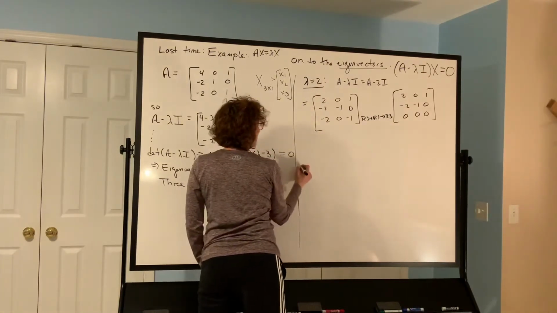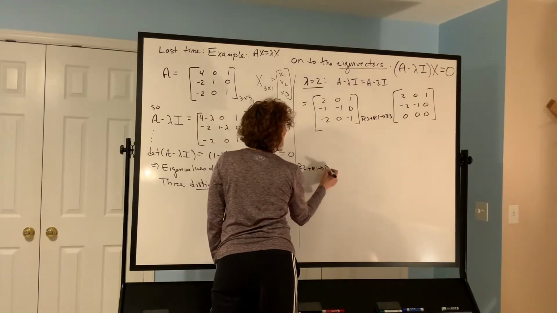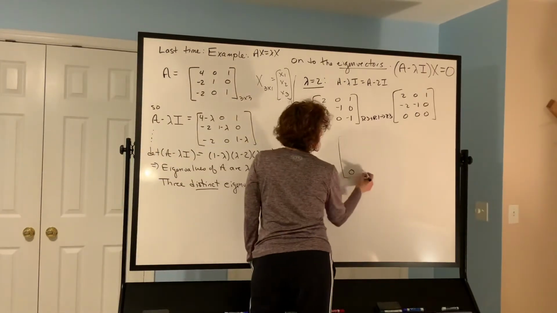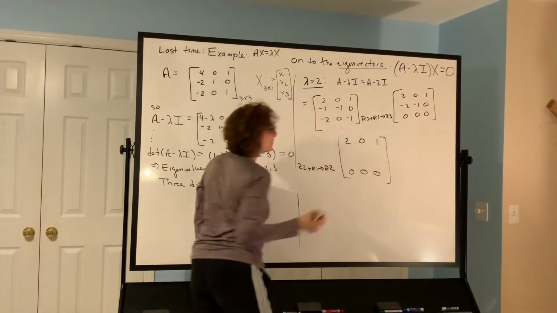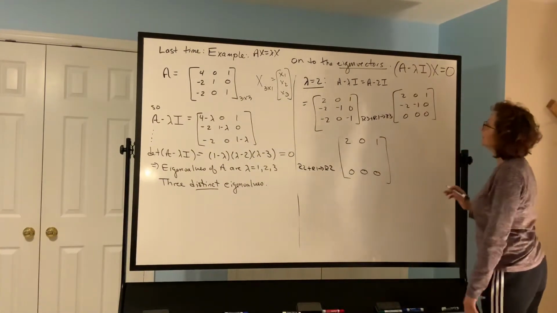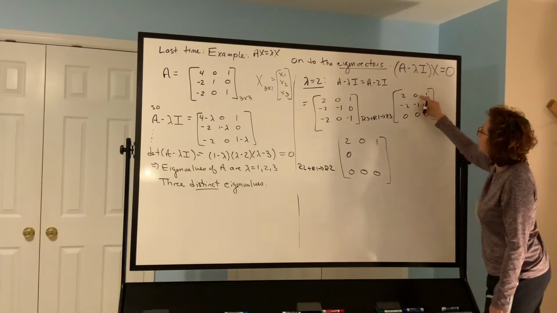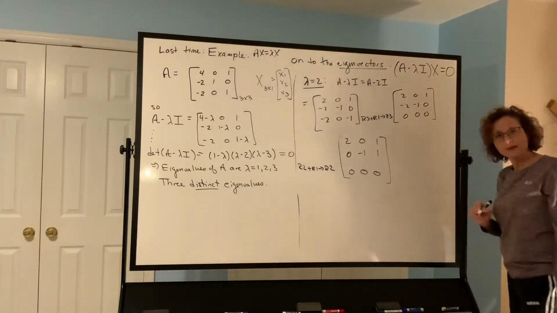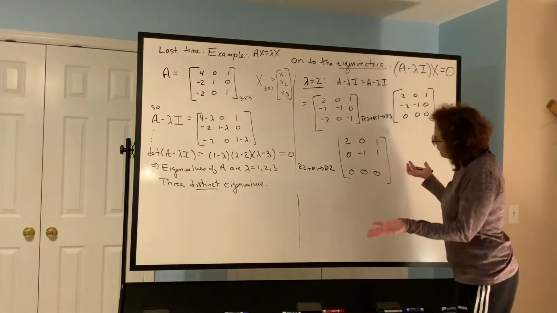So let's replace row 2. We're going to do row 2 plus row 1 replaces row 2. We have a row of zeros for row 3, and row 1 stays the same. We're not changing it. So negative 2 plus 2 is 0, negative 1 plus 0 is negative 1, 0 plus 1 is 1. Okay, so now we are in reasonably good shape.